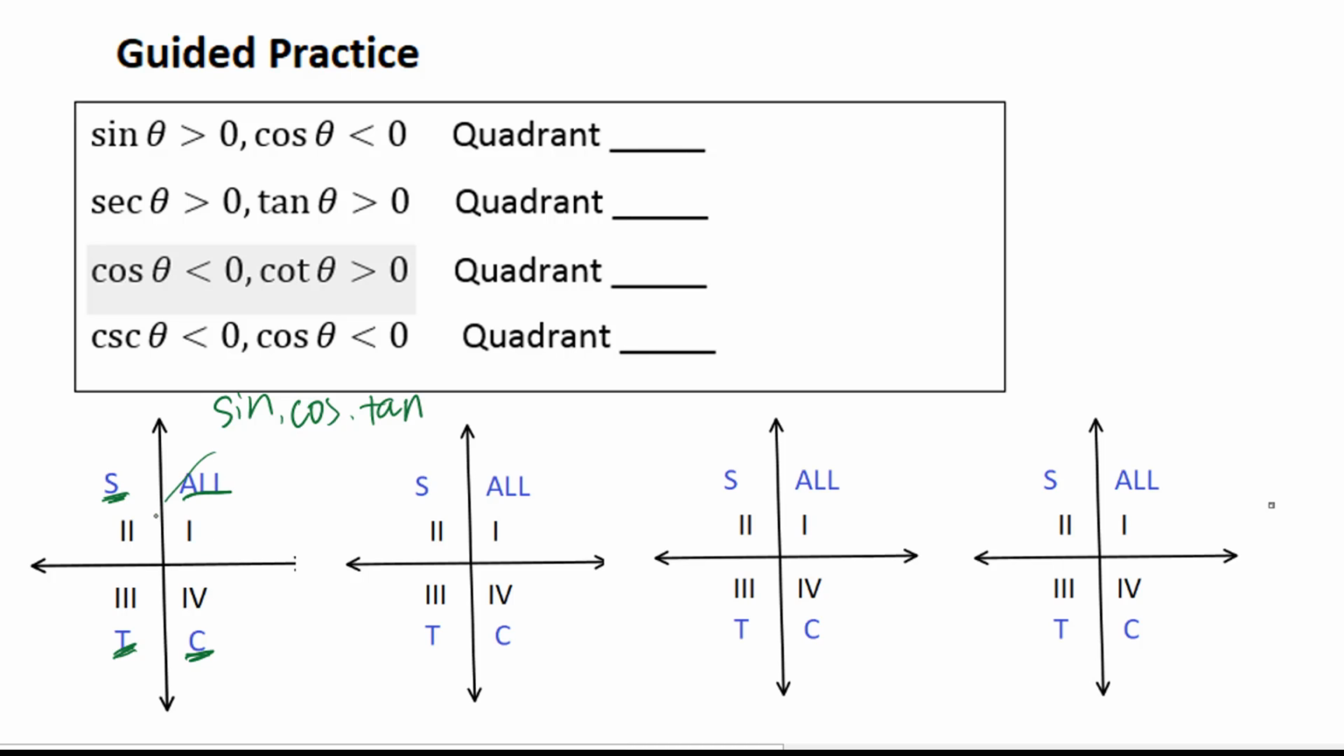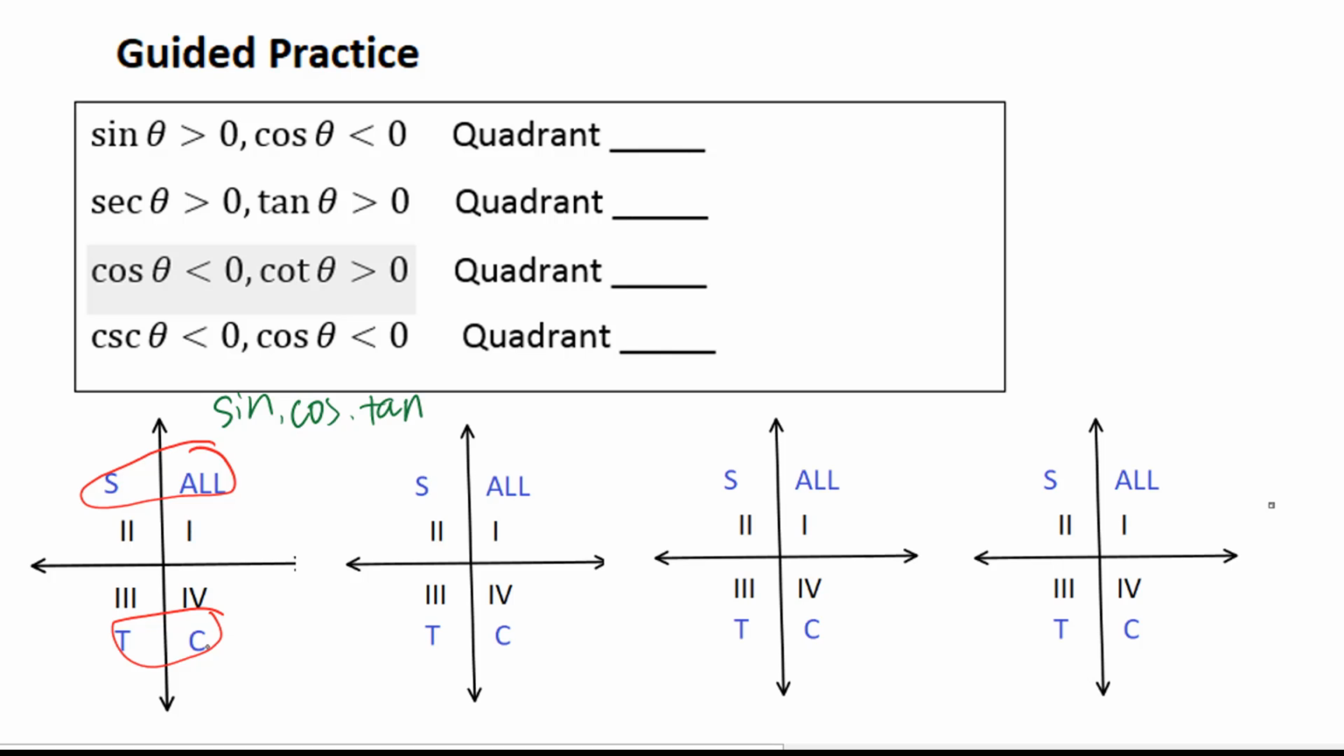So when we talk about all T, which means tangent is positive in the first and then the third quadrant. In other words, for this SC, the tangent will be negative. So for all S, which means sine is positive in the first and the second quadrant. In other words, for this TC quadrant, sine will be negative.